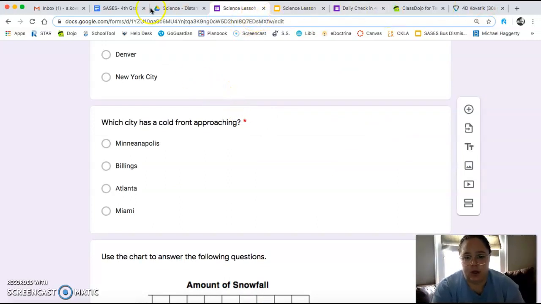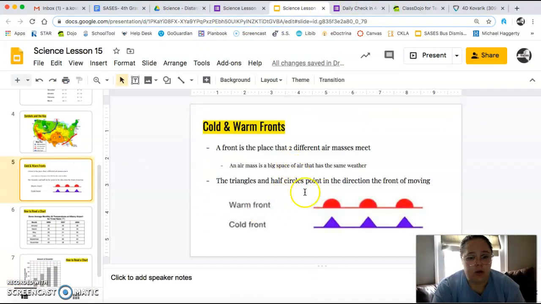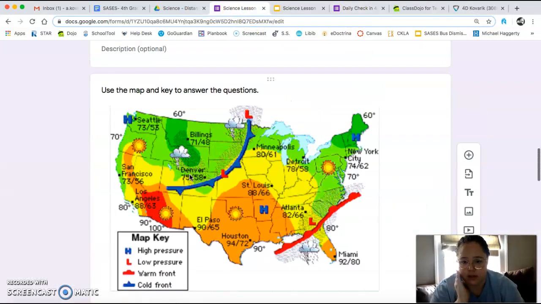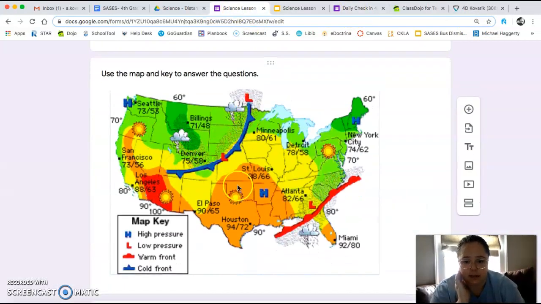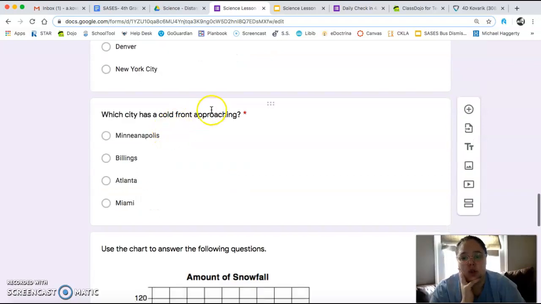And just a reminder, the triangles or circles are pointing in the direction that it's moving. So whichever way these shapes are facing, that's the way that the front is moving. So in this one, this guy's got to be moving this way because that's the way that the triangles are pointed. This front's moving this way because that's the way the circles are pointed. So go ahead and tell me which one has a cold front coming towards it, approaching it.